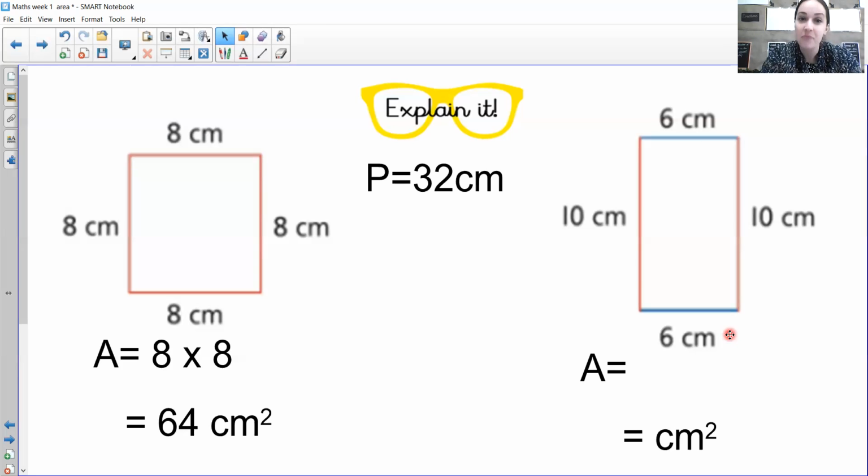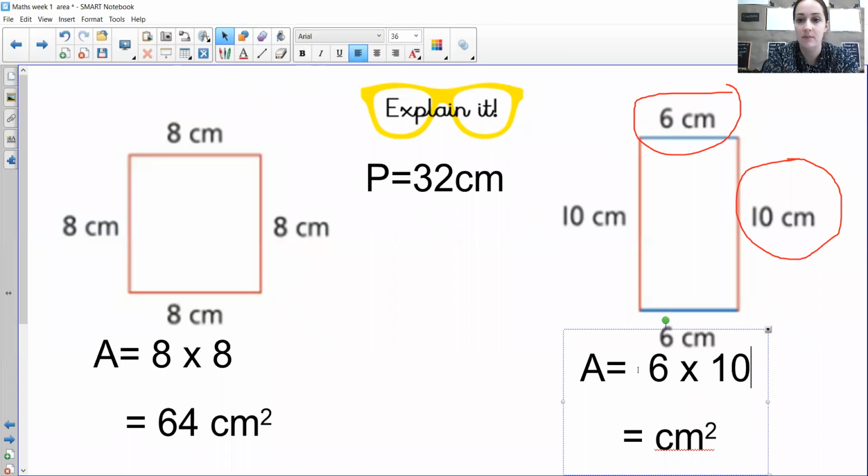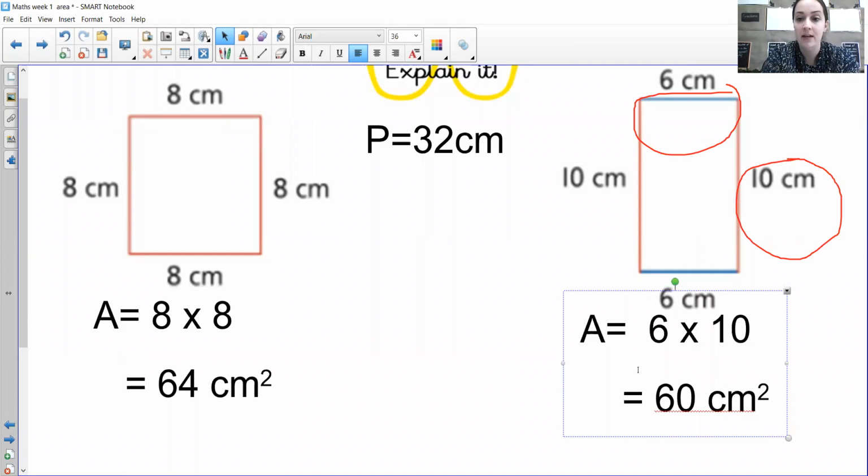Now then, we know what the card looks like. We now need to work out the area. So to work out the area, we need the length, we need the width, and we multiply. We times them together. So then the area would be 6 times 10, which would be 60 centimetres squared.